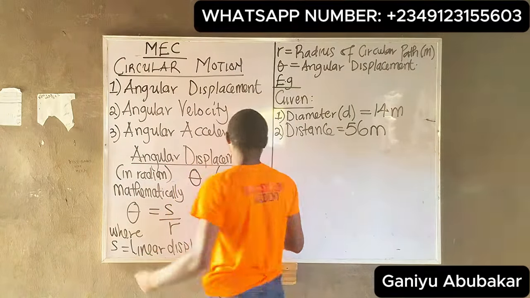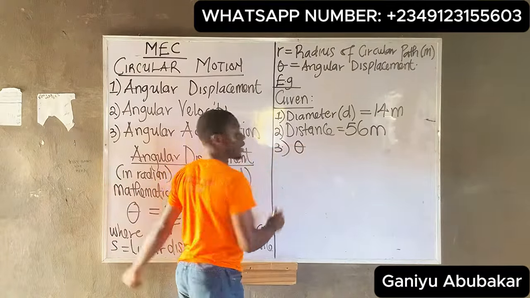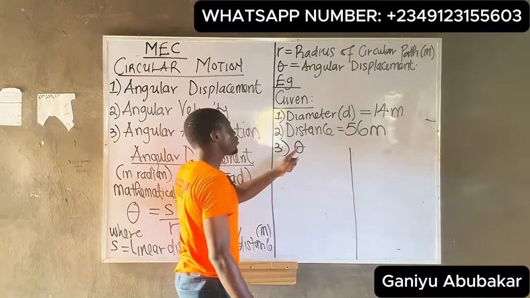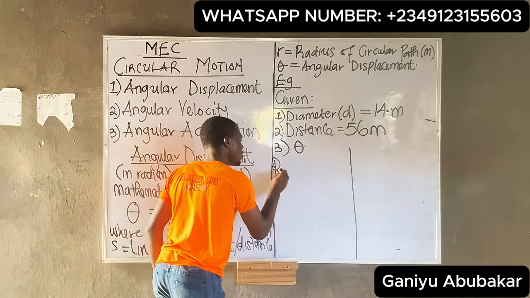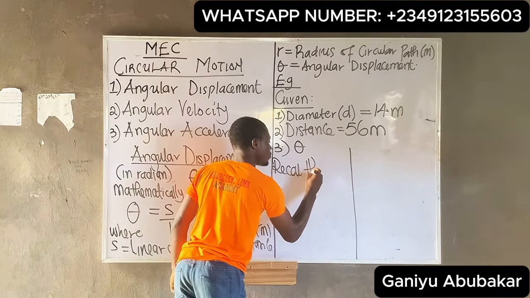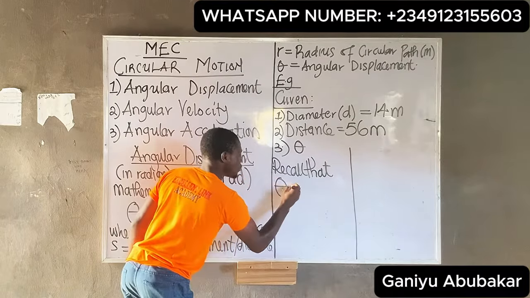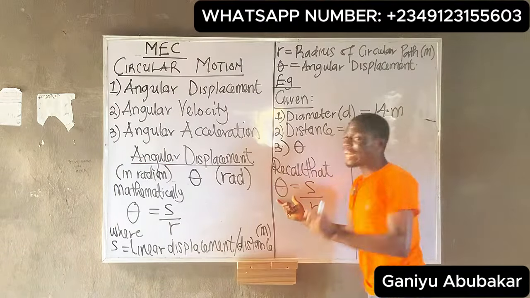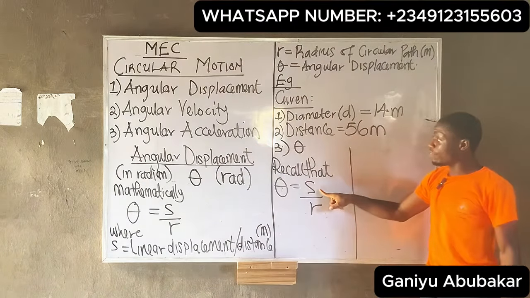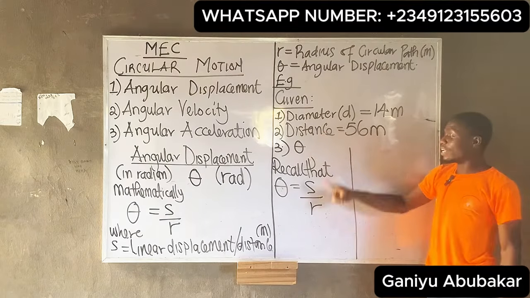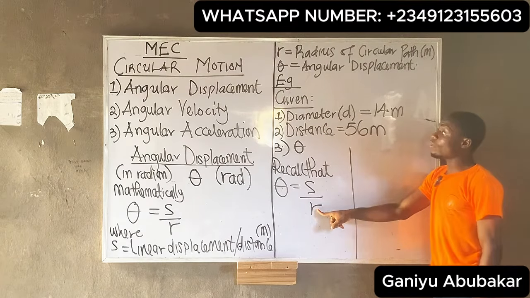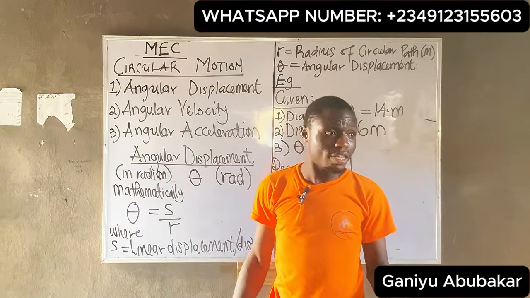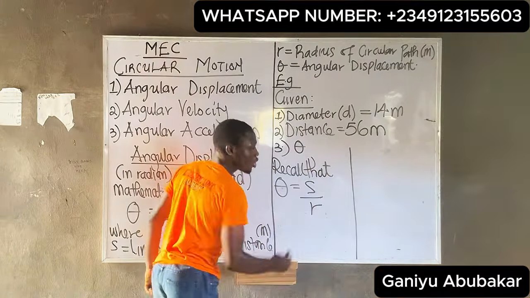That's all. We have to find what? Theta. Are we good? Please, don't cram words, it's simple. We have to find theta. What do we know? Recall that theta is S over R. Now ask yourself, to get theta, I need two things, S and R. Is S given? Distance, no problem. Is R given? No. But we are given the diameter. So you can convert diameter to radius. Now, working on radius, please.